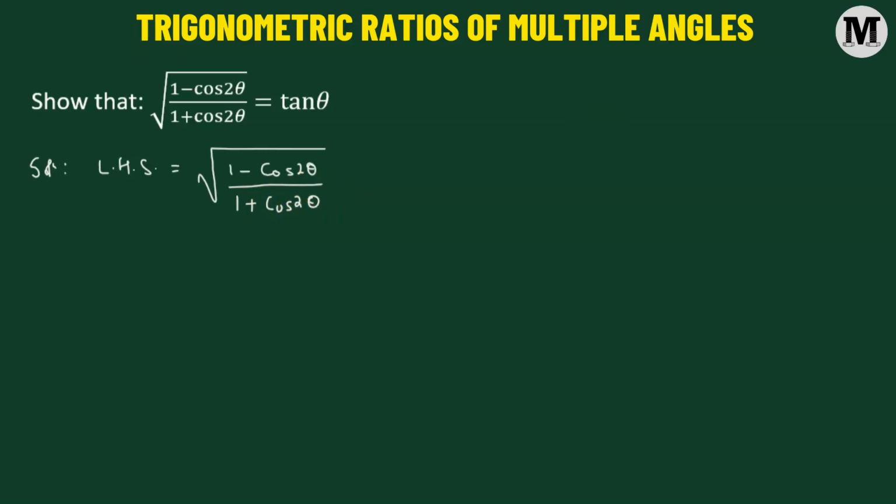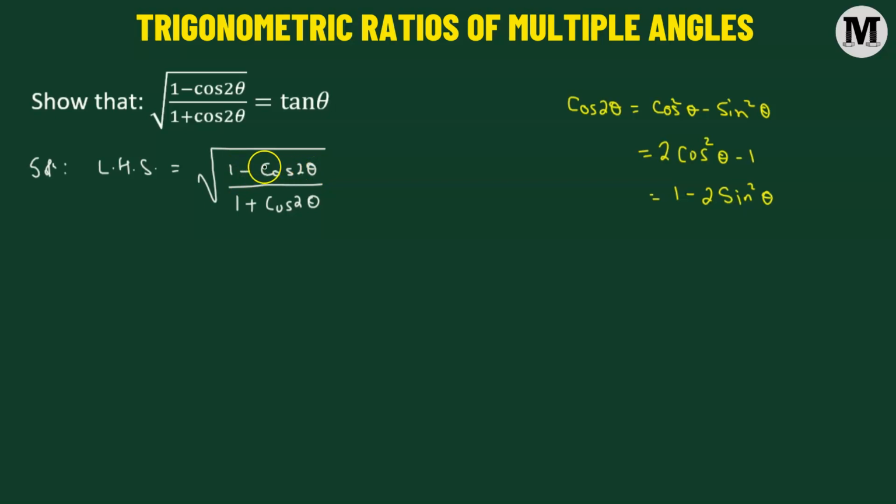So here we know that cosine 2 theta, which is the trigonometric ratio of a multiple angle, can also be expressed as cosine squared theta minus sine squared theta. There are two more forms. One form is 2 times cosine squared theta minus 1, and the other form is 1 minus 2 times sine squared theta. Now the goal will be to convert the numerator, 1 minus cosine 2 theta.